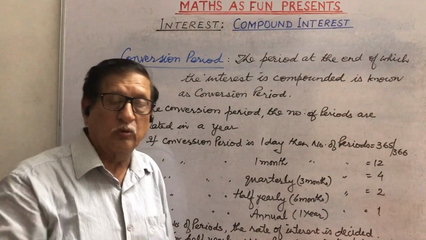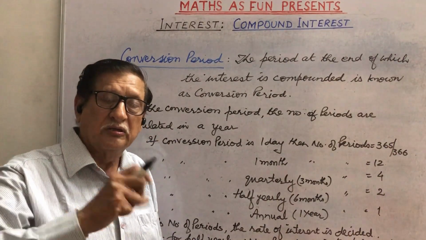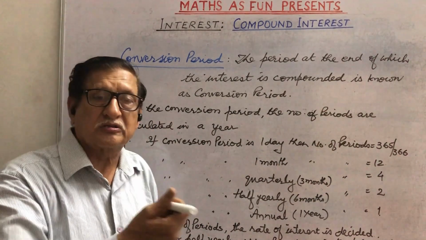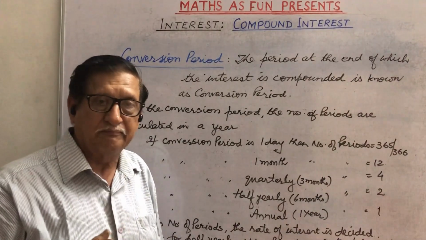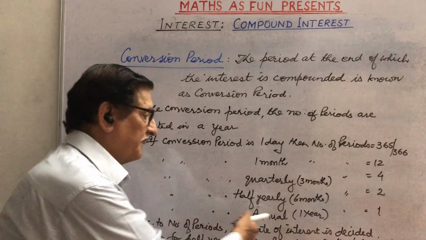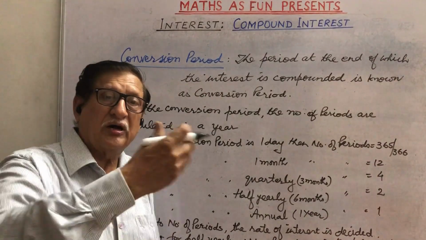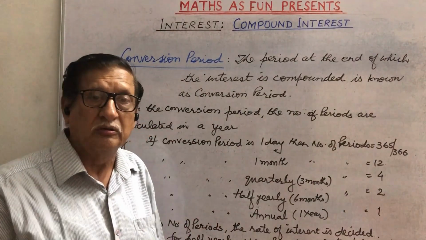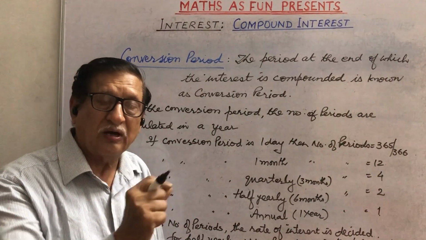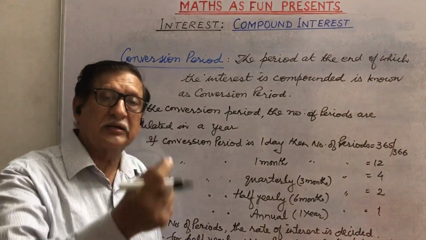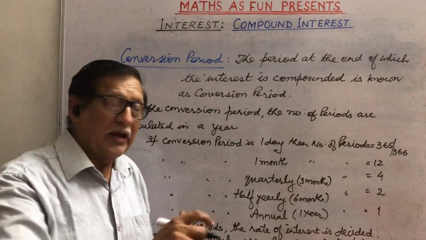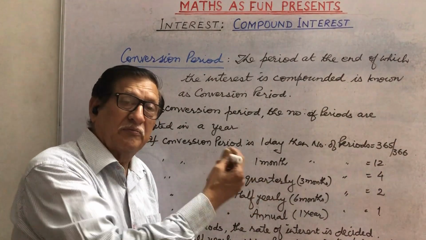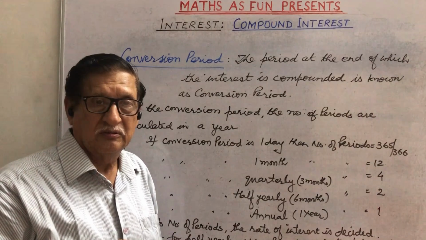Now how to calculate the rate of interest and the n? See here, suppose you have been given the rate of interest R% per annum, and you have to go for half yearly. It means every half year the interest is compounded. Then we have to calculate the rate according to the 6 months or half yearly period. It means we have to divide the rate by 2 and multiply the time by 2, because there will be 2 half years in a year.